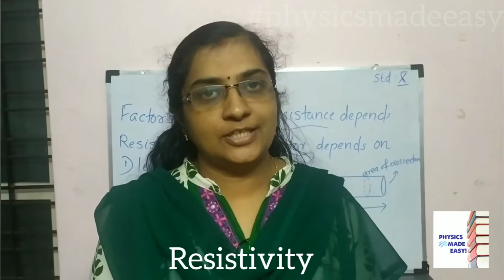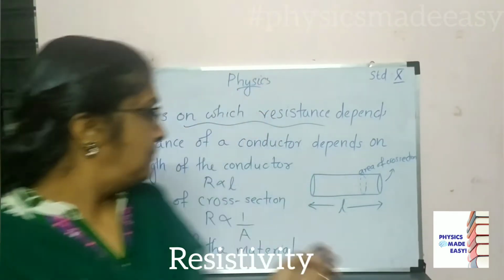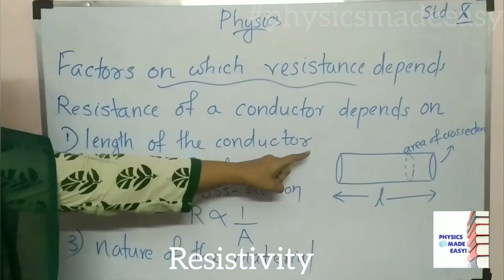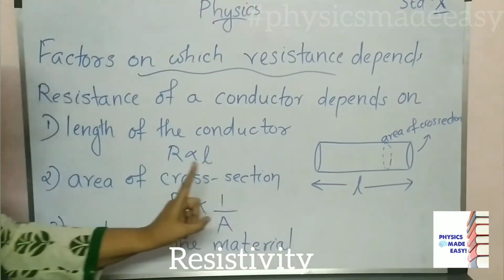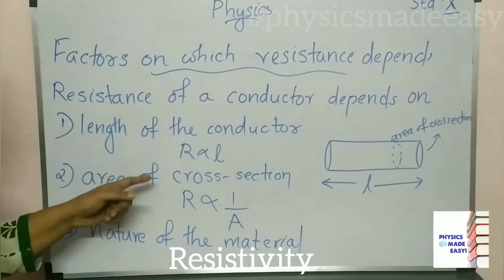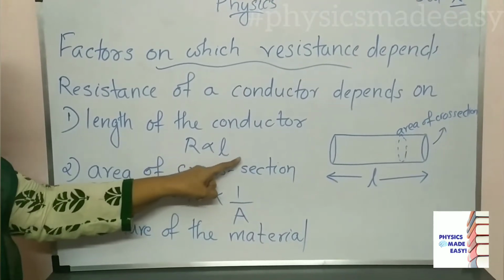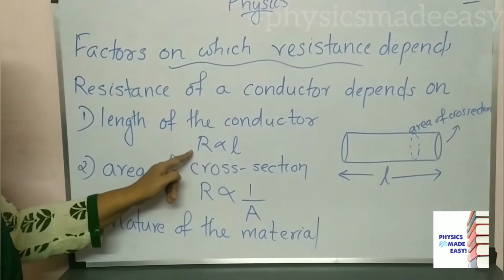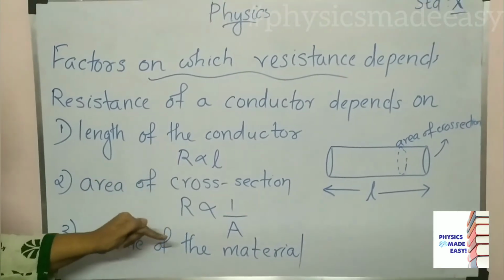Students, let us discuss the factors on which resistance of a conductor depends. Here you can see resistance of a conductor depends on the length of the conductor. How is it depending on that? Resistance is directly proportional to length of the conductor. If the length increases, resistance will also be increased. If the length decreases, resistance will be decreased.